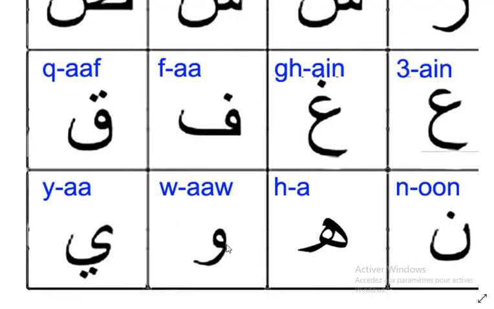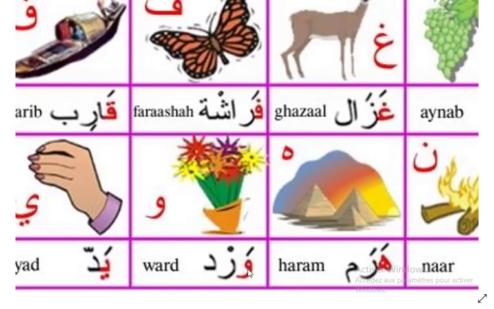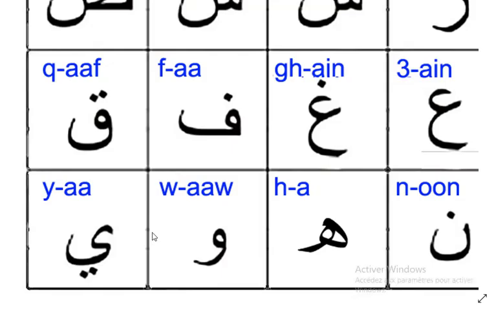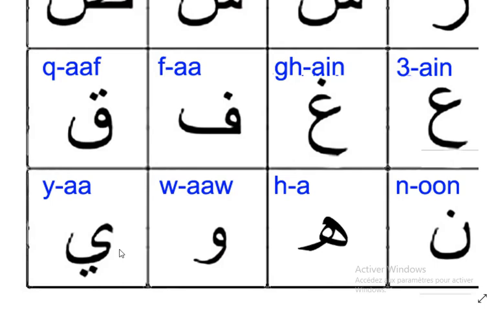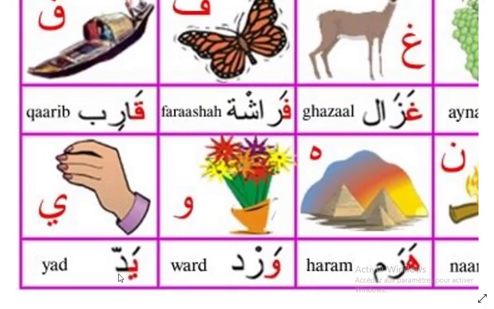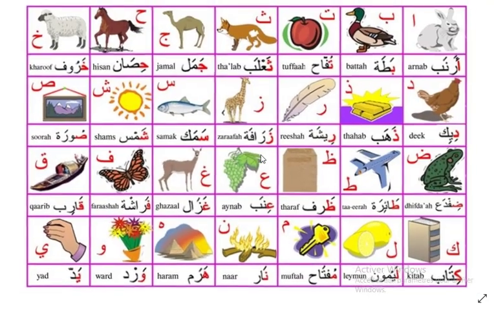The next one is waw. That's the name of the letter. The sound is w. For example, ward, which means flowers. The last letter is ya. This is the name of the letter, ya. The sound is ya, just like y. For example, yad, which means hand.